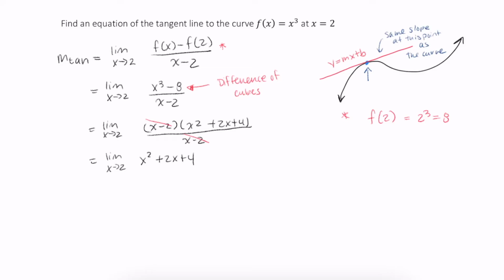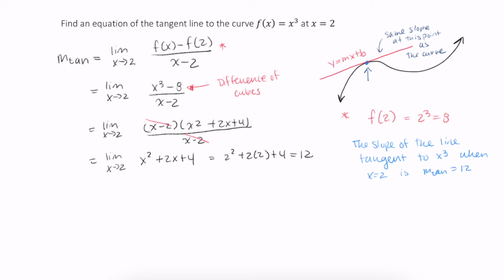And now I can apply direct substitution to get 2 squared plus 2 times 2 plus 4, which is just 12. So the slope of the tangent line to x cubed when x equals 2 is 12.